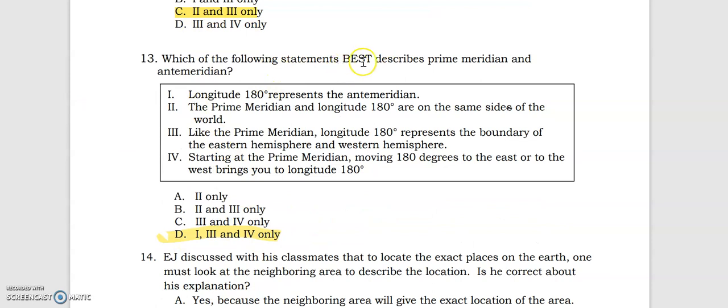Which of the following statements best describes prime meridian and anti-meridian? So longitude 180 degrees represents the anti-meridian. Like the prime meridian, longitude 180 degrees represents the boundary of the eastern hemisphere and western hemisphere. And starting at the prime meridian, moving 180 degrees to the east or to the west brings you to longitude 180 degrees.